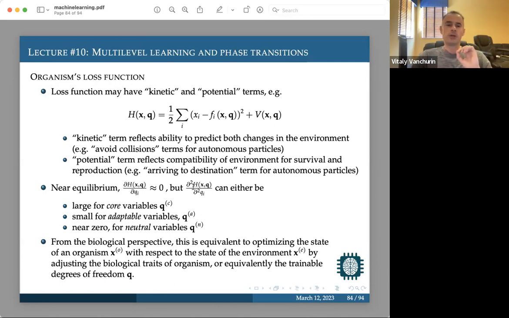In physics, we call such degrees of freedom very massive. They don't like to change where they are. And so that happens when the second derivative is large. Now, when it's small, then it's adaptive. So really, you can still go in those directions, and maybe you can discover even better minima. And so those are the directions that are most useful for learning and exploration of the landscape of the trainable variables.